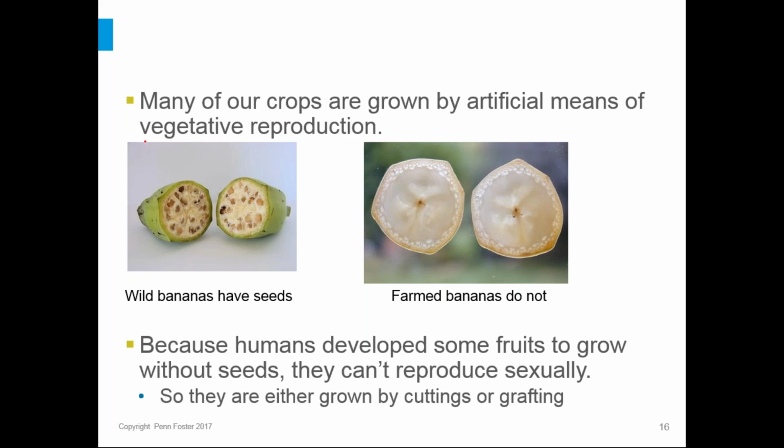So, for example, wild bananas have lots of seeds in them. These bananas can drop to the ground, drop their seeds, new banana plants will grow. But these are cut in half, regular bananas from the grocery store, and they don't have any seeds. You plant it, nothing would grow. So those can't reproduce on their own.